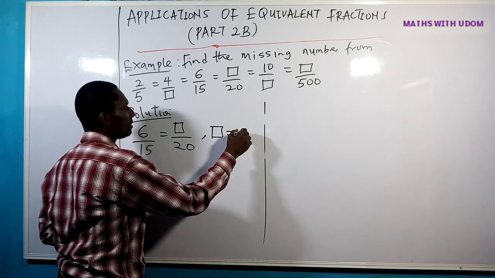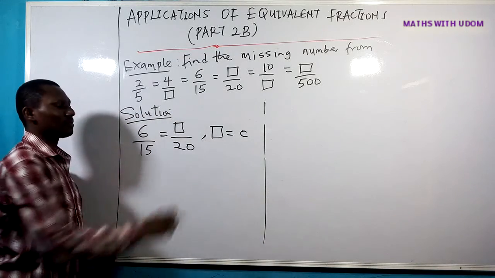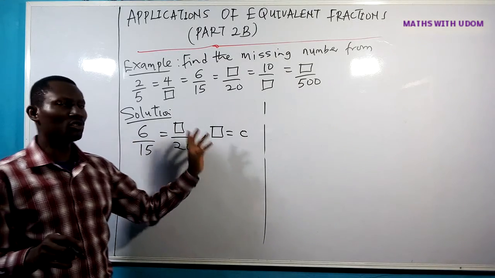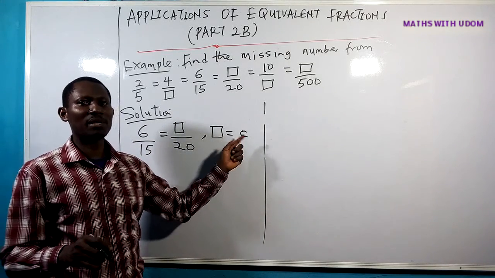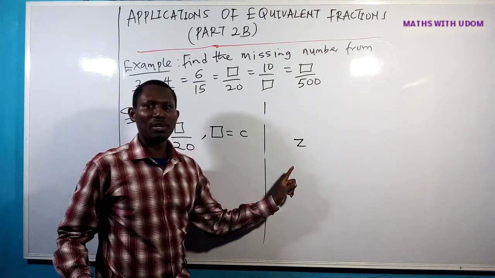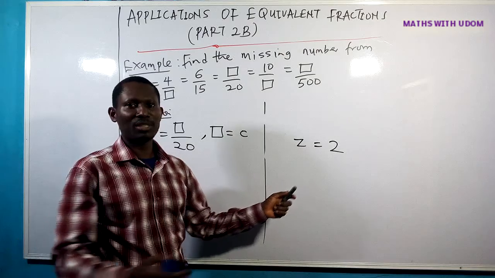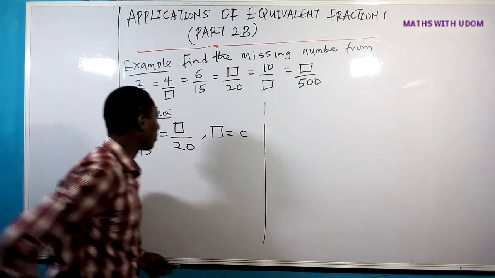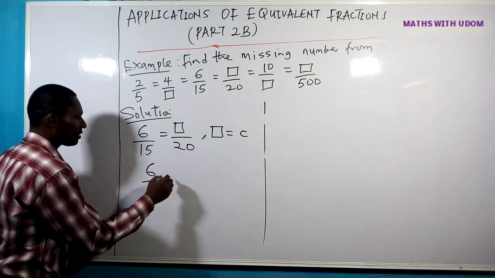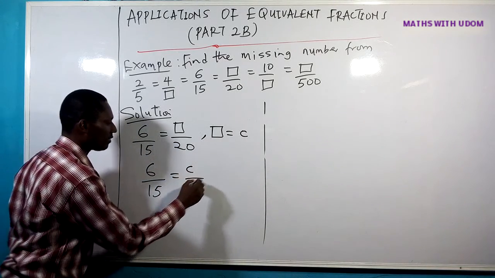Let's use C. Okay, now let's use C. I said something earlier on that you should not use some alphabets as unknowns. This one also comes to my mind. If you want to use Z, be very careful because Z looks like 2. Some people used to write it like 2. So take note of that. Okay. All right, thank you very much. Now let's move on. So here I have 6 divided by 15 equals to, anywhere I see my box, I put C right there, divided by 20.